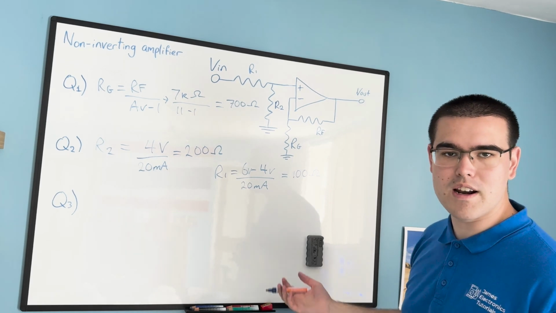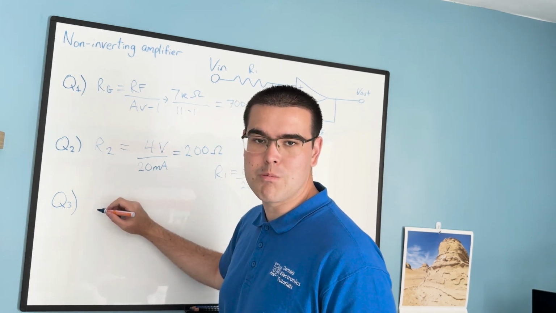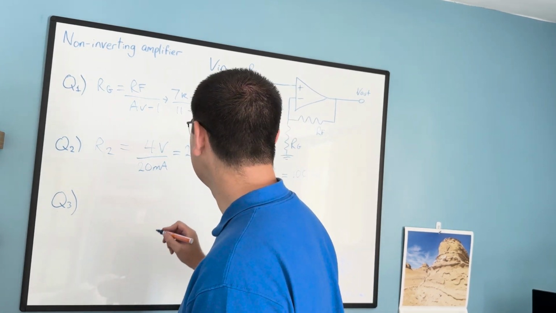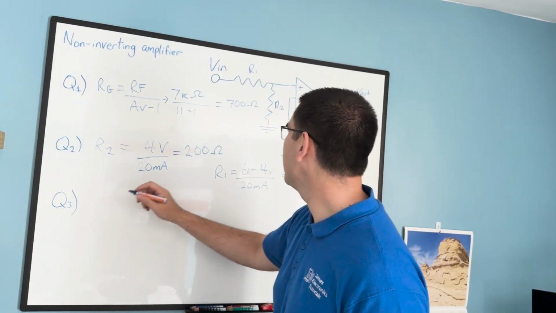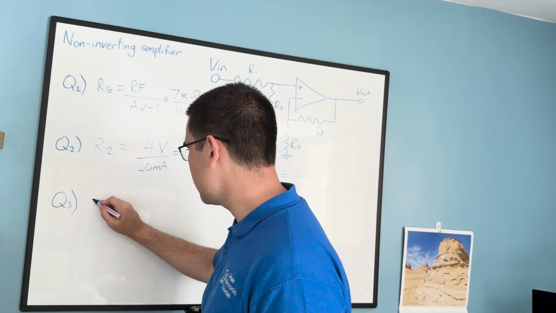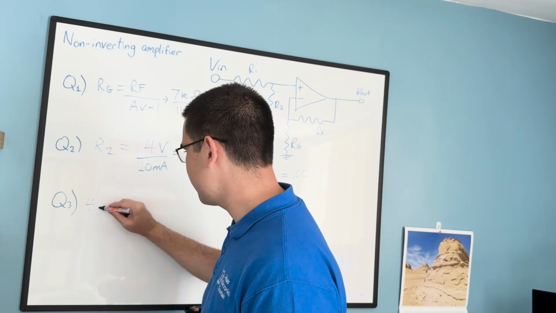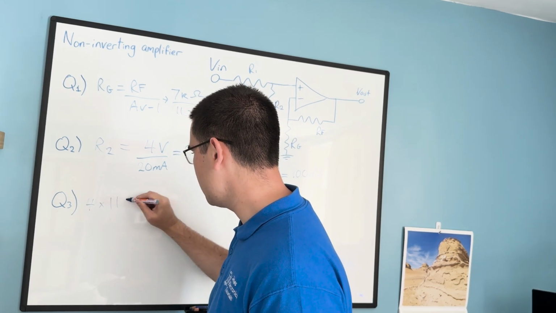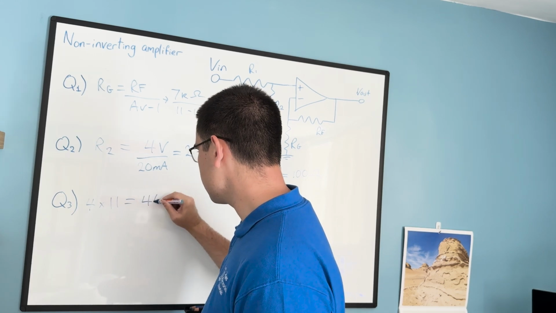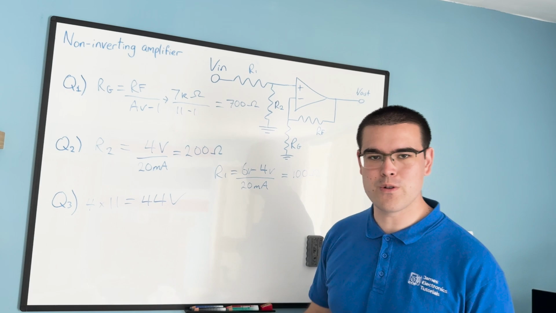And for the last question, we want to find the output voltage. So we have Vin here as 4 volts multiplied by the closed loop gain of 11, which gives us an output voltage of 44 volts.